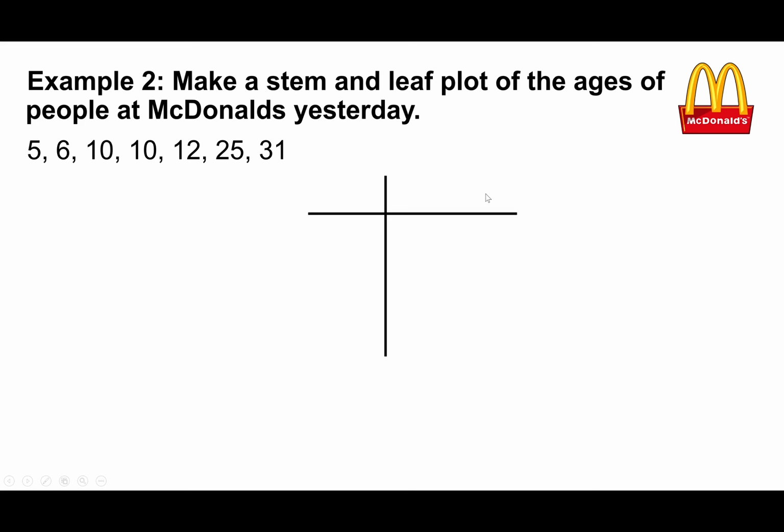Okay, first thing you want to do, you want to draw a T-bar, and you can write down stem here, and you can write down leaf here. Remember, stem represents all the tens place, leaves are all the ones place. Okay, so I'm going to number my stems from 0, 1, 2, and 3. Why did I stop at 3? It's because 3 is the highest number that you're going to have.